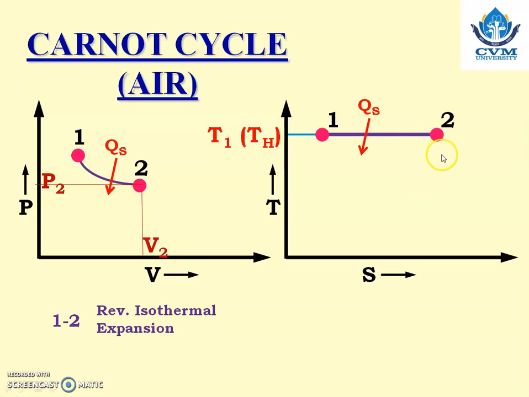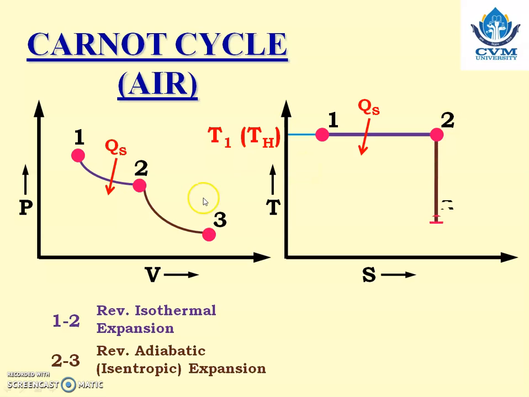At point 2, the temperature is the same, that is T1 or TH. Now the second process is reversible adiabatic expansion, that is the isentropic expansion. If this is isentropic, it means entropy remains constant, so it can be denoted by a vertical line on the TS diagram. That is the reversible adiabatic expansion process.